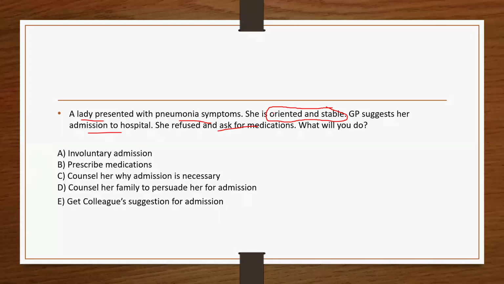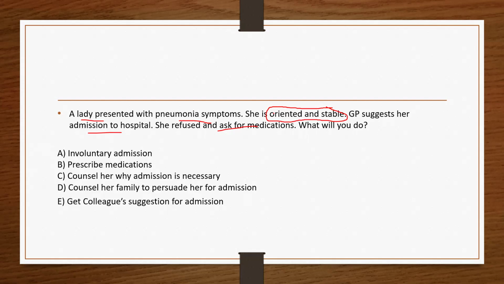And you know, in ethics, you have four main principles: autonomy, beneficence, non-maleficence, and justice. So autonomy rules over all the other ethical principles. Each and every person who is conscious, rational, oriented, and competent enough has the right to decide what he or she gets or what he or she wants. So autonomy rules over all the other principles in a competent, conscious, rational individual. You remember that as a golden rule of ethics, okay?